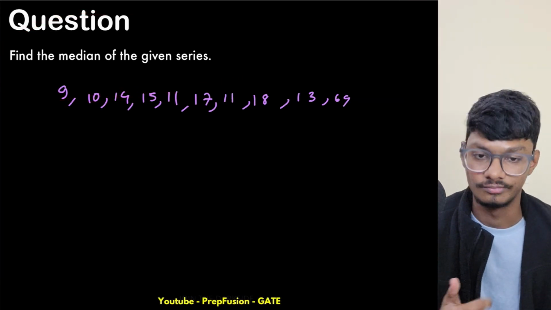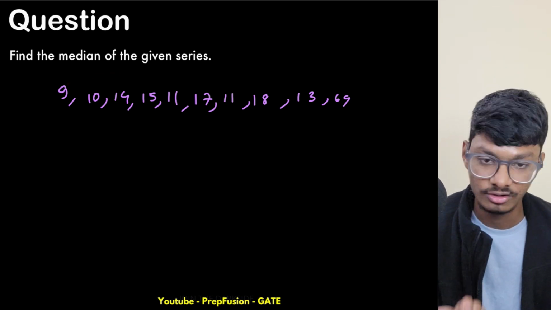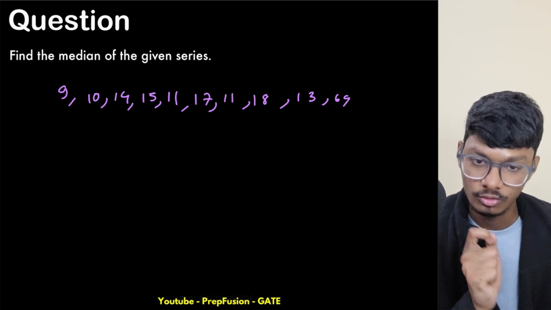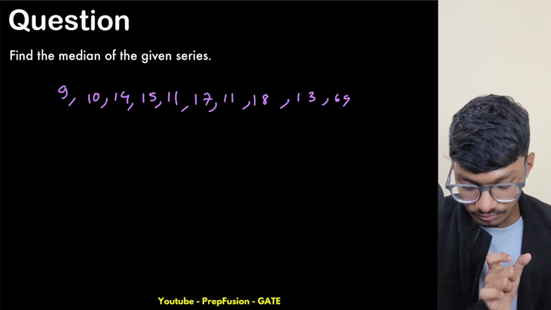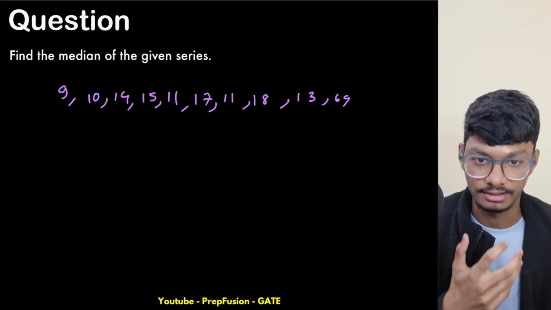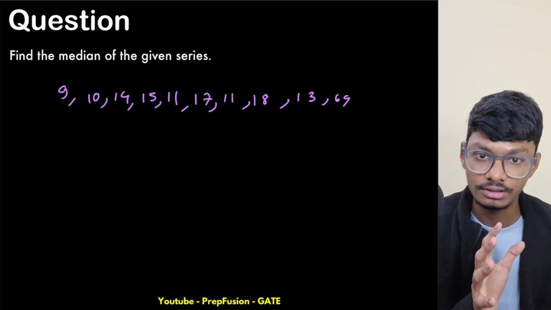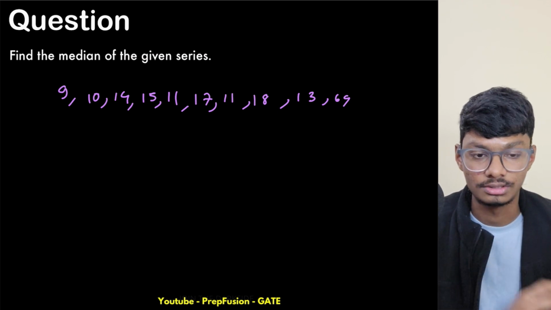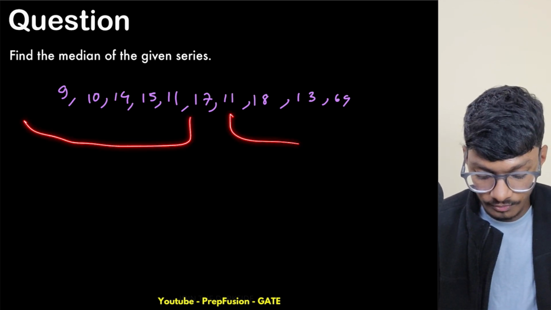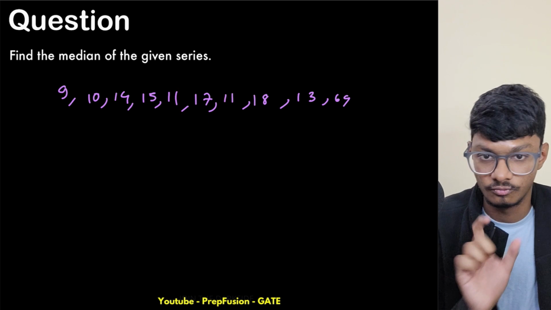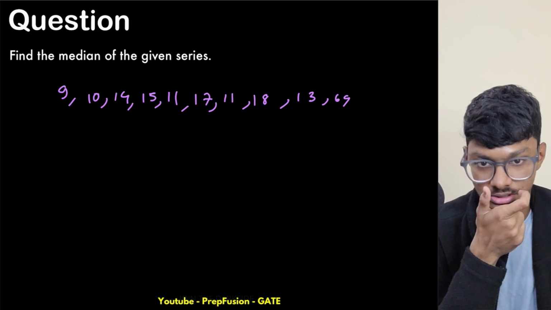Now this question is again simple. You have to find the median of a given series. Just take note of one thing: whenever you have an even number of data, what will be your median? You can't simply break it down into two parts and have only one item remain. You can't simply do that.